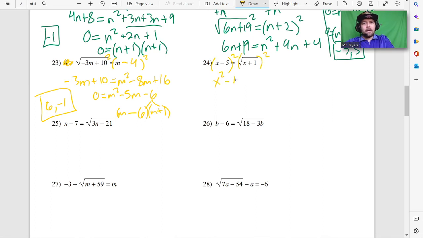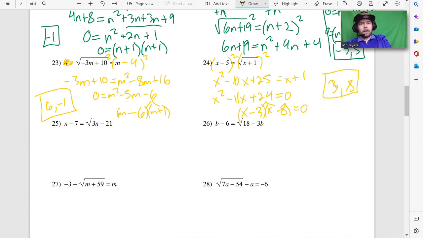So x squared minus 10x plus 25, double the number for the middle term, square it for the last term. x plus 1. So then we get x squared minus 11x minus 24, no, plus 24 equals 0. That's going to be 3 and 8, minus minus. So we get 3 and 8 for our solutions for that one.